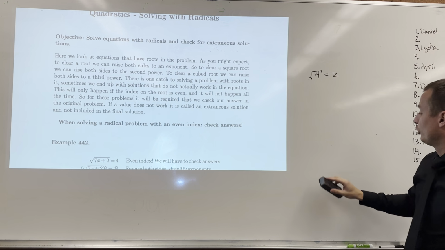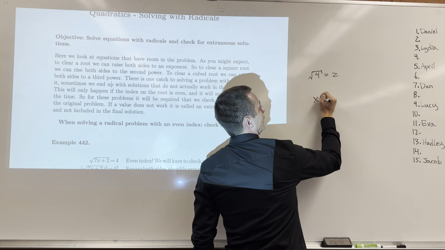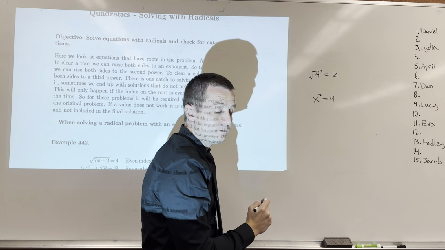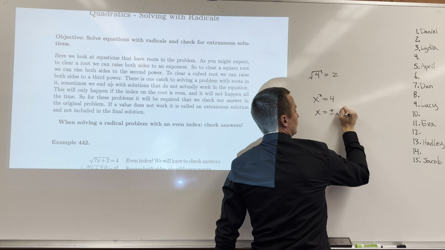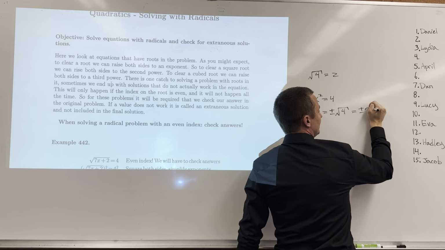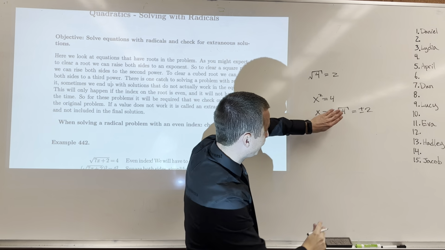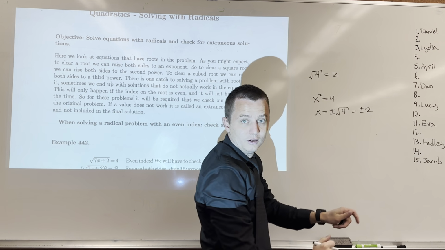This is very different from if I give you the problem x squared is equal to 4. What does x equal? The answer here is x equals plus or minus the square root of 4, or in other words, plus or minus 2. This has two solutions. But the square root of 4 itself is always just 2.